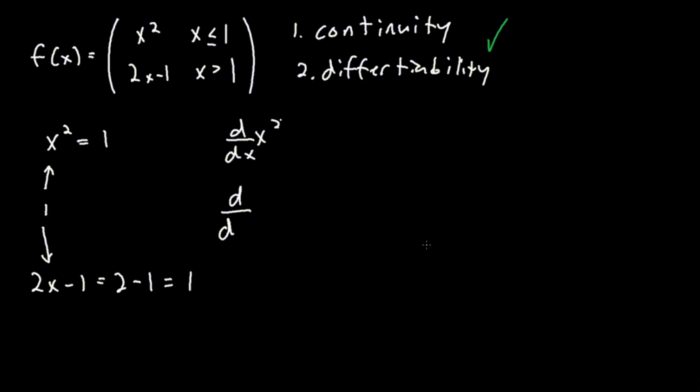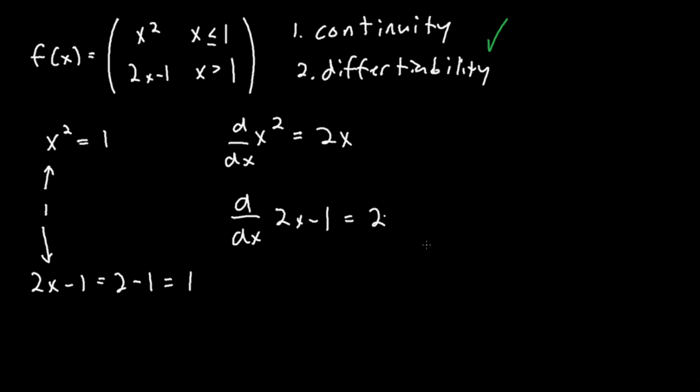So the derivative, I need to fix this 2. Okay, d/dx of x squared, and d/dx of 2x minus 1. The derivative of x squared is 2x, and the derivative of 2x minus 1 is just 2. That means the derivative at every single point is 2 on this function right here.